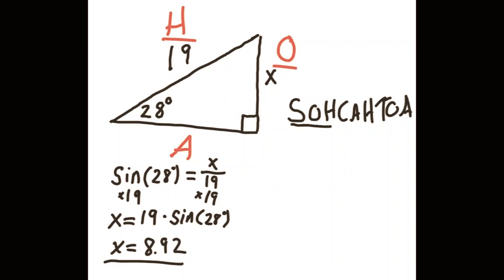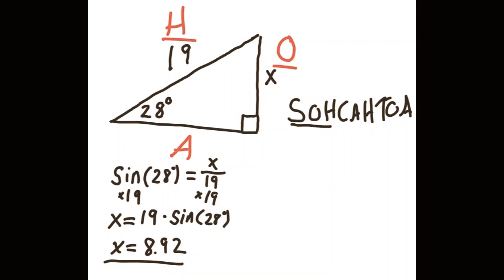So when you see that sine or cosine or tangent of a number, don't get freaked out. Don't panic. Don't think it's something weird and intimidating. It's just a number. Treat it like you would anything else and just solve for x. So for this one, all I've got to do is multiply both sides by 19 to get x by itself, to get rid of that 19 in the denominator. So I get x equals 19 times the sine of 28. If I put that in my calculator, I get x equals 8.92.